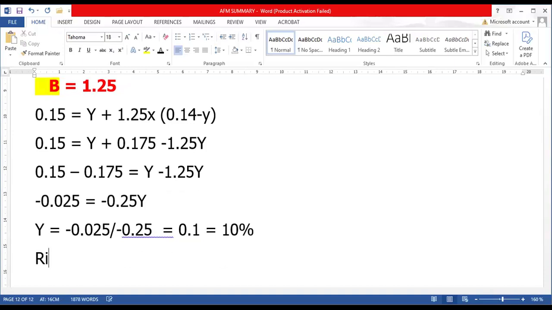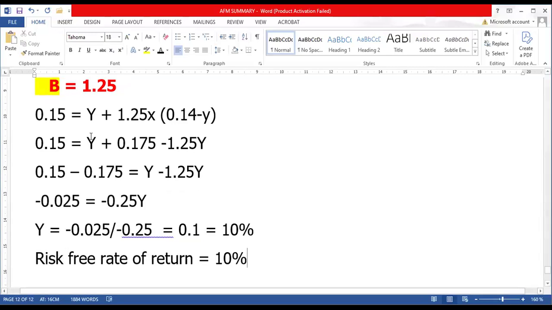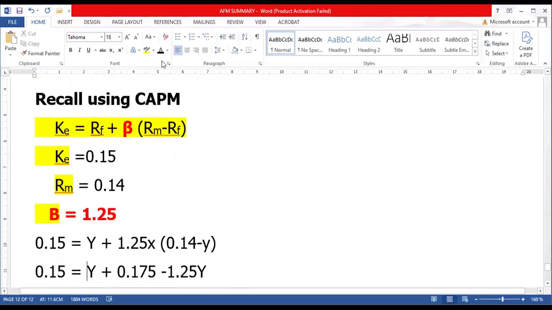The risk-free rate of return is equal to 10%. That's how you get your RF if it's not given.